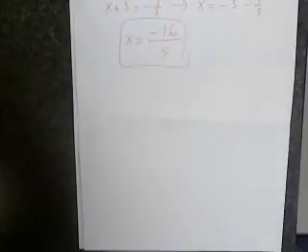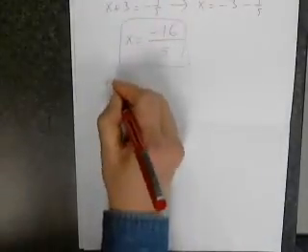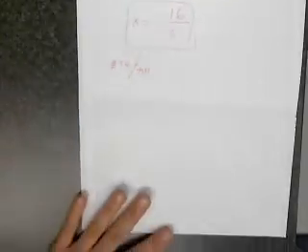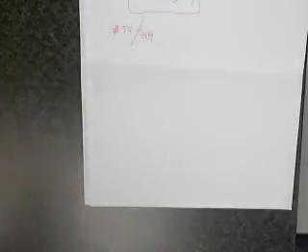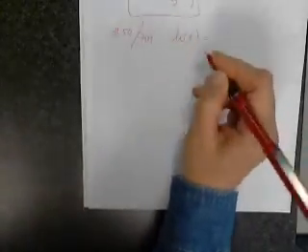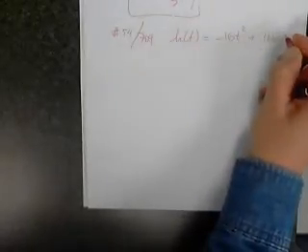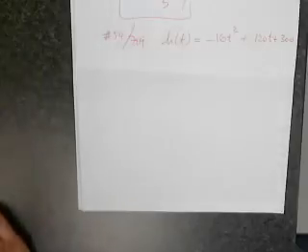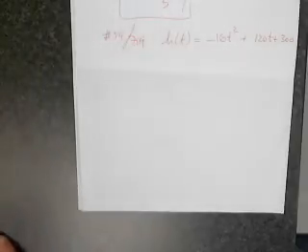I want to work on one more problem. 54 on page 709. Please review carefully all problems we did tonight. The function h of t equals negative 16t squared plus 120t plus 300 gives the height in feet of a projectile fired from the top of a building after t seconds. When will the object reach a height of 350 feet?